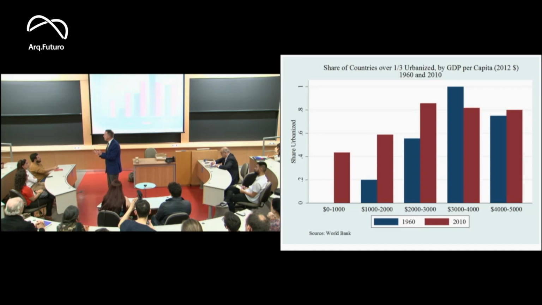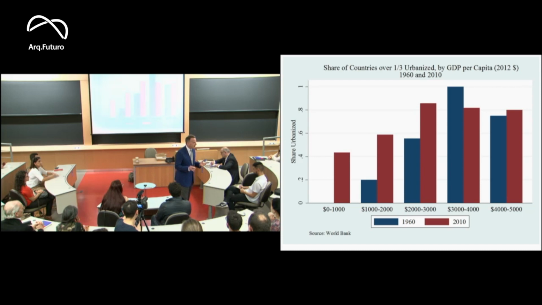I was walking around Vidigal two days ago, and given the work that I've been doing in Africa, my first reaction was, my goodness, this place is rich. I'm in a place that feels to me like Park Avenue relative to the impoverished areas of sub-Saharan Africa. And yet they are also urban. Today, if you look at $1,000 to $2,000, in 1960, 20% of those countries were more than one-third urban. Today, 60% are. And so you have mass urbanization in places that are both poor and often poorly governed.